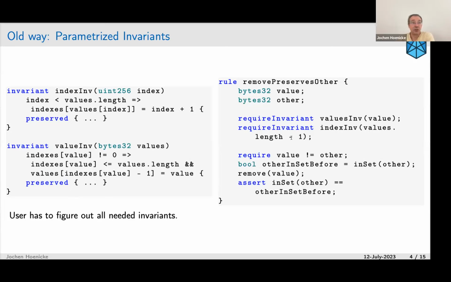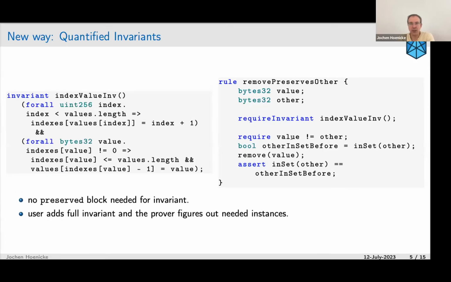And figuring out all these invariants is quite tricky. So what we can now do is use a universal quantifier and make one invariant with a universal quantifier, and let the prover figure out all the instances of this invariant that we need. So instead of requiring the correct invariants, we just require the one invariant, the index value invariant, which is basically the both invariant that we had before, but with a universal quantifier.